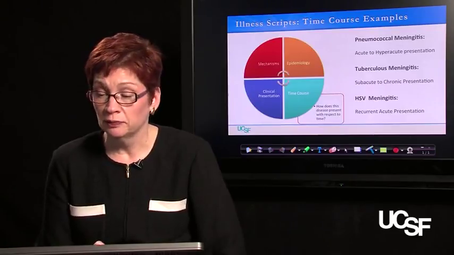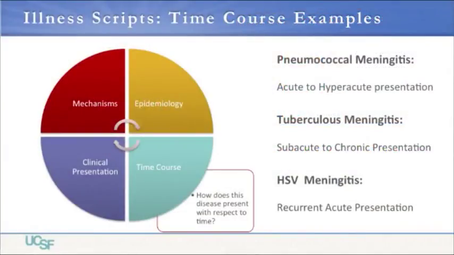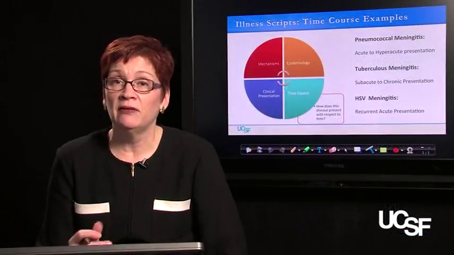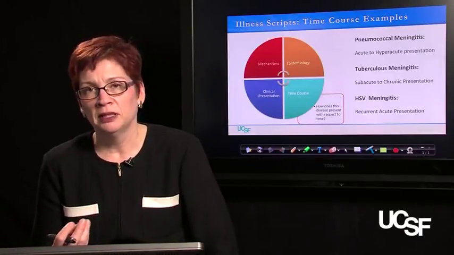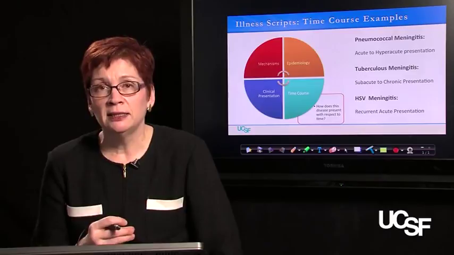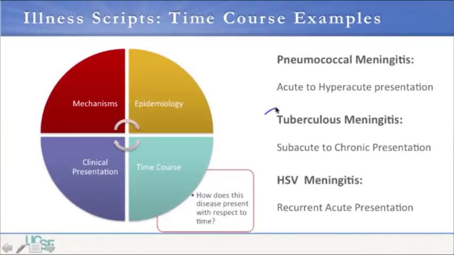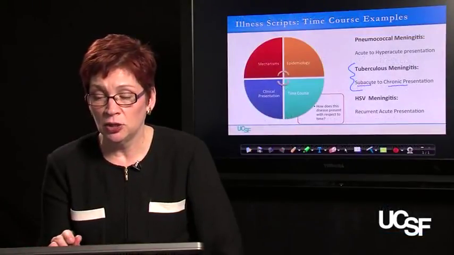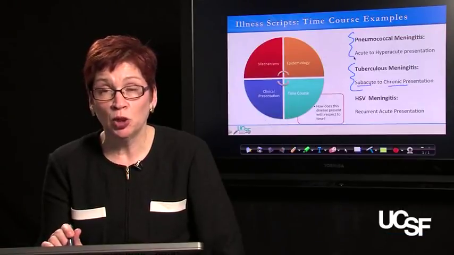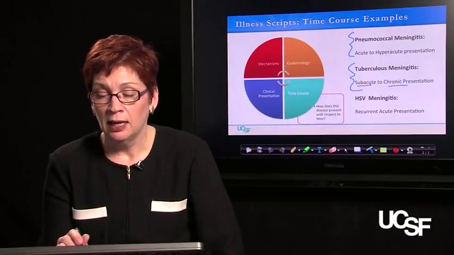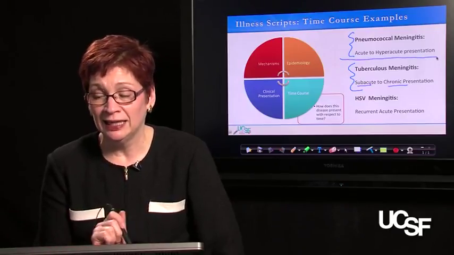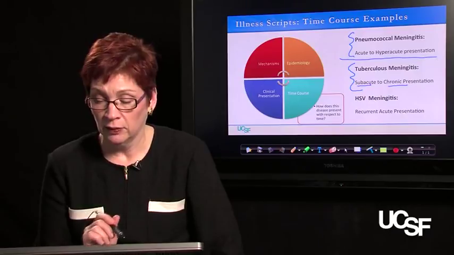Let's give some examples of time course. So for instance, in a patient who's presenting with a syndrome of meningitis, and by syndrome, remember I mean the classic signs and symptoms. So they have headache, fever, stiff neck, perhaps confusion. If that patient's symptoms have been present for weeks to months, then it's much more likely to be something like tuberculous meningitis, which has got an illness script that has a subacute to chronic presentation, in contrast to pneumococcal meningitis, which happens much more acutely, sometimes even hyperacutely. And in fact, if it's been going on for 2 months, it cannot be pneumococcal meningitis.